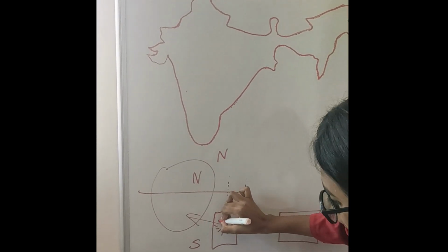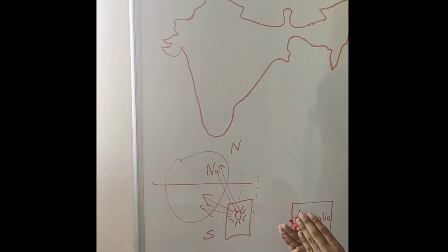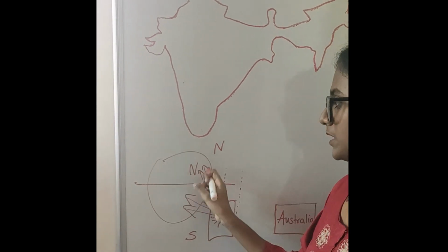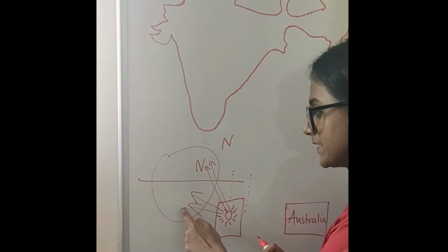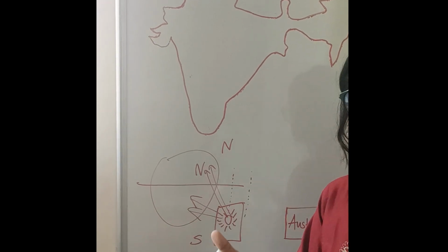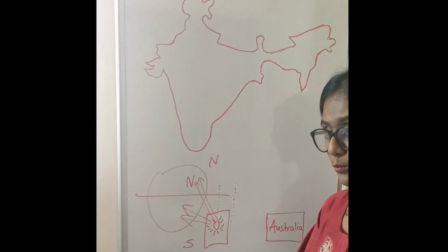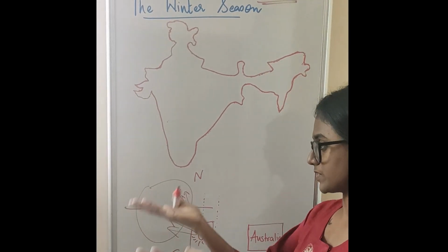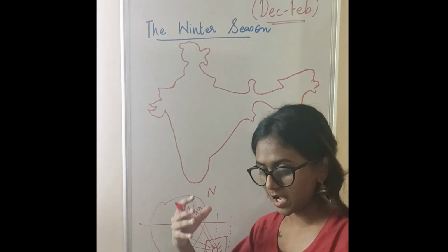So direct rays of the sun will fall here and slant rays will fall on the northern hemisphere. With slant rays, this will receive less heat and this will receive more heat. Since this receives more heat, the air in the southern hemisphere becomes lighter. When you heat something, it becomes lighter and it moves up. The air becomes lighter and moves up, and as it moves up, a vacuum is created.